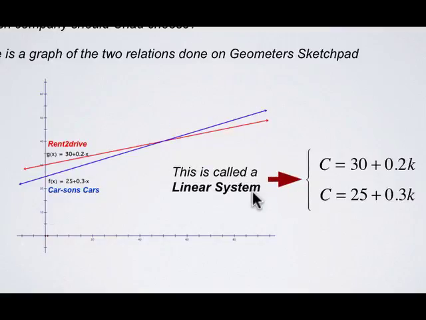And this is called a linear system. The reason it's called a linear system is because it's made up of more than one component. So two or more lines on the same grid would be a linear system.